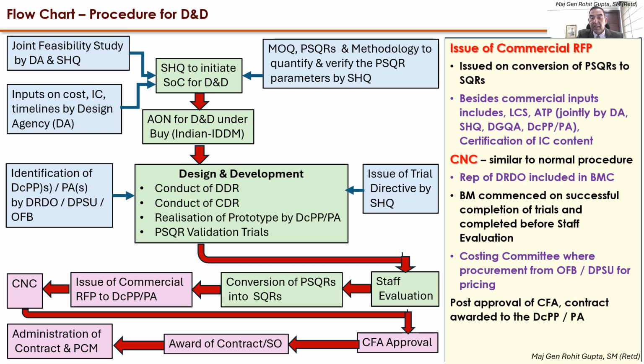Wherever the OFP and the DPSUs are involved, there the costing committee comes up as recommended by the CMC, and this the Department of Defense Production may order for the purposes of pricing of the OFP and the DPSU product. And post approval of the CFA, the contract is given to the development cum production partner in case he was there from the beginning, or the production agency concerned, and not to the design agency.